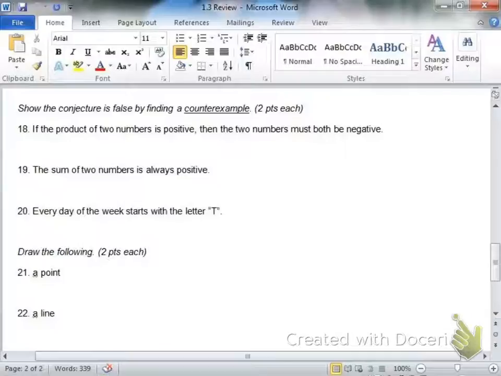So if the product of 2 numbers is positive, then the 2 numbers must be negative. That's obviously false, right? Because you could multiply 2 what kind of numbers and get a positive? It already says 2 negatives. That's what we're trying to prove wrong. 2 positive. So 2 positives, give me 2 positive numbers. 2 times 2. Those are 2 positive numbers, and I got a positive number for my answer. So that is a counterexample.